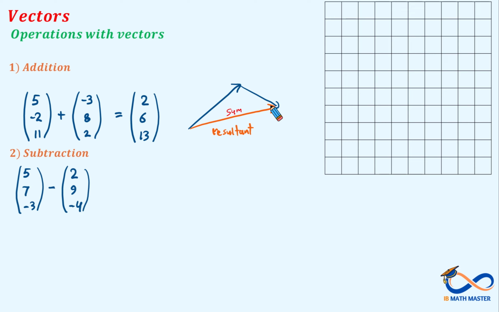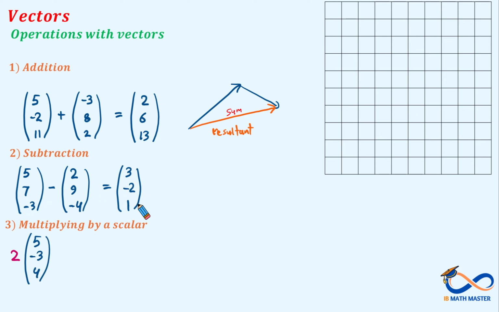Now subtraction can be done in the same way here. We subtract the corresponding numbers. So first we do 5 minus 2 here, which is 3. 7 minus 9, negative 2. Negative 3 minus negative 4, which will be positive 1.